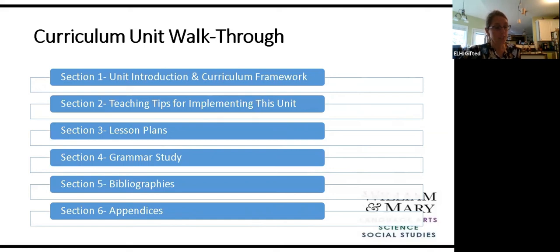So section 2 is your tips of how to really implement the unit with as much fidelity as possible. And the first tip is the teacher training, which is what today is getting you started on, your initial training. And then there's a schedule in there, kind of giving you an idea of how long every lesson will take you to teach, and you can adjust that as needed. It talks about the centers you might want to make to enhance what the unit offers.